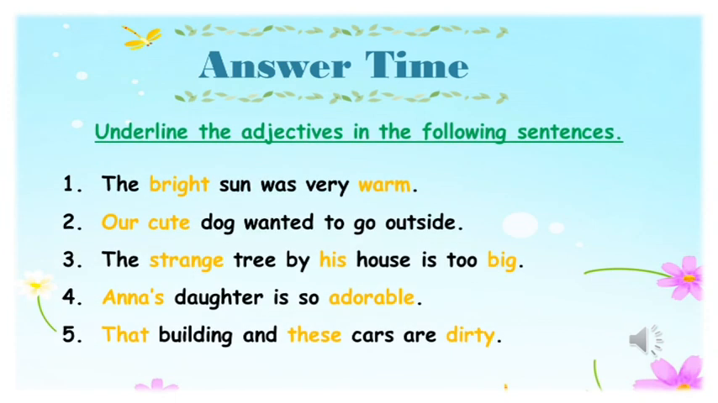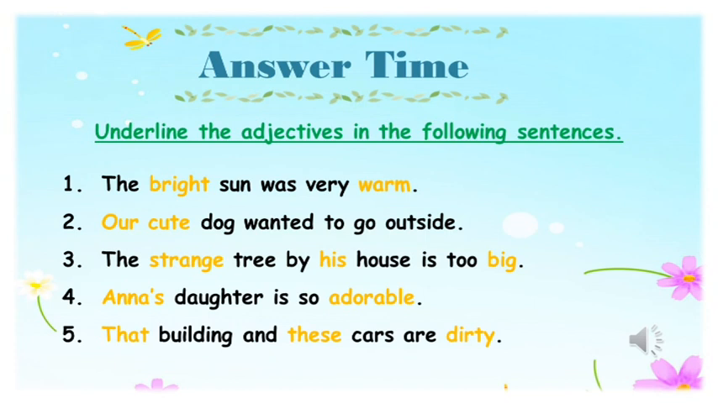Number 1. The bright sun was very warm. This sentence has two adjectives. Do you see them? Bright and warm. These adjectives describe the noun sun. What kind of sun? Bright and warm sun.